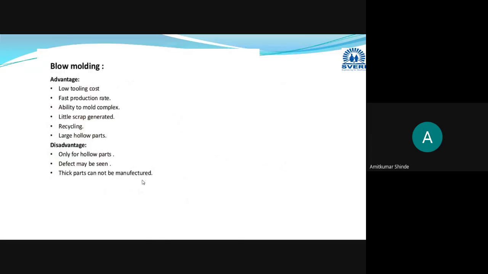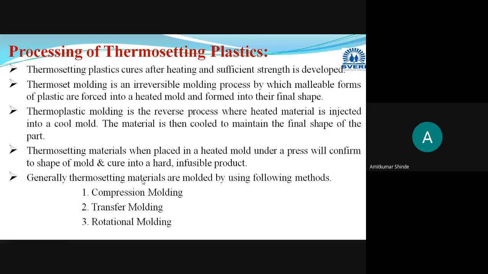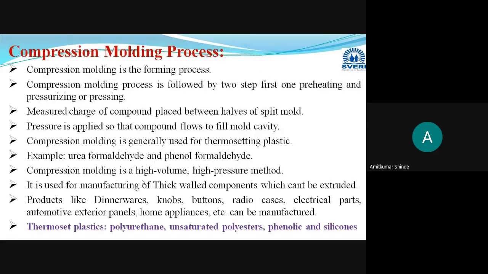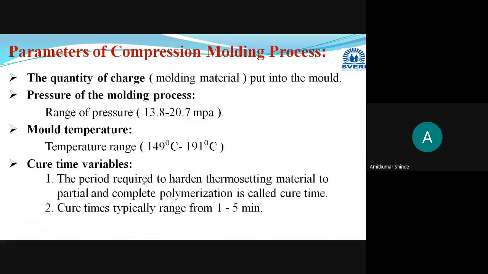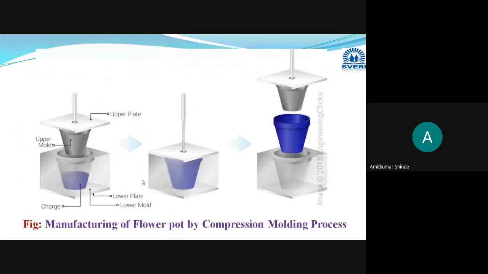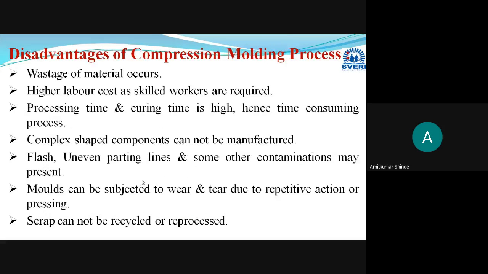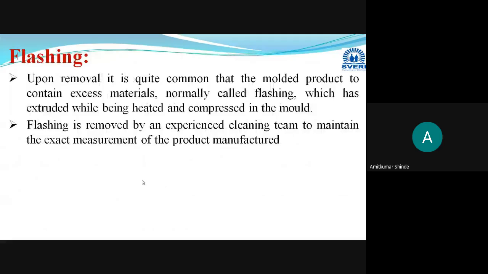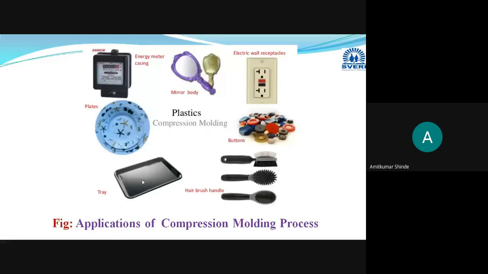We have discussed this. Then after that we discussed thermosetting materials, processing of thermosetting materials. In that we first learned the compression molding process with its basic working principle, then parameters. One practical example: manufacturing of a flower pot by the compression molding process. Then advantages, some disadvantages. What is the meaning of flashing? How is it removed? And applications of the compression molding process.